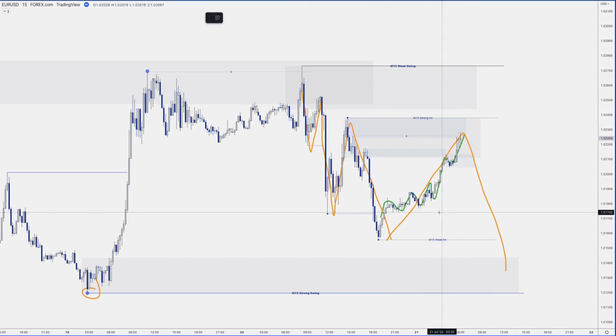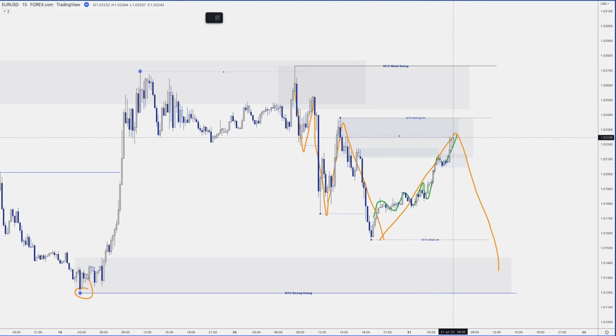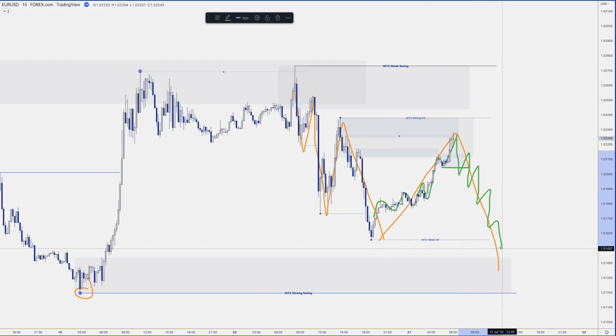So what can we assume? Well, not assume, but what's the framework we can use for that? If you want to be super accurate, this orange large internal pullback will only be confirmed as ending once the small green internal structure shifts bearish, right? Once we get that break to the downside. Once that happens, now the small internal green structure is aligned with the orange structure. So now that larger orange internal pullback is finished. I would expect these small green internal ranges to hold until what? Until it takes out that weak low, right?